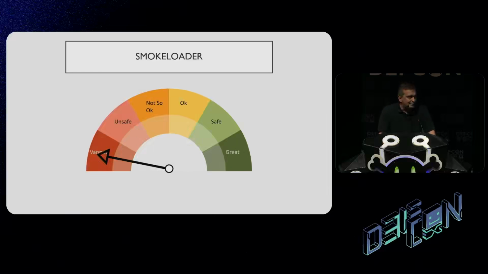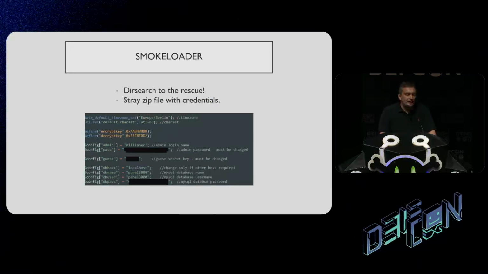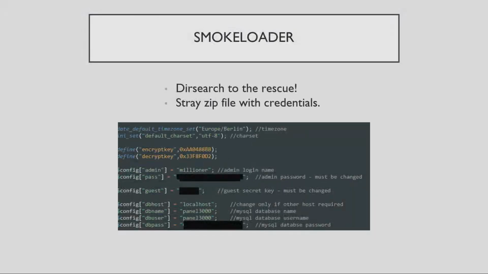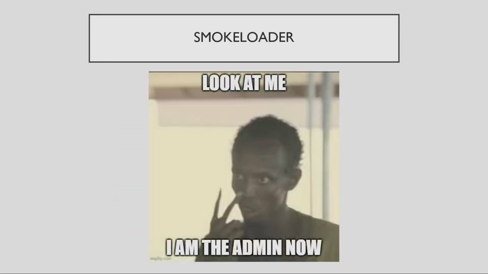I'm not feeling that good. But research to the rescue again. I found a stray zip with credentials. The really sad part is that the admin username is millionaire, and knowing how many bots he has, he probably is a millionaire by exploiting those. Sorry about that. But after using the credentials, again, it sounds really boring, but that's it.